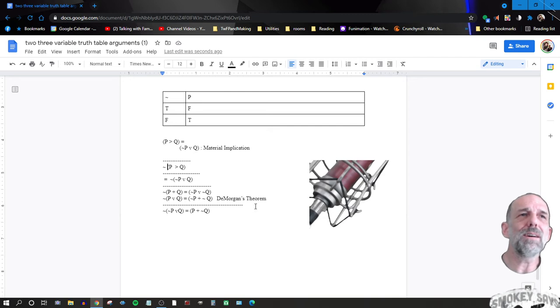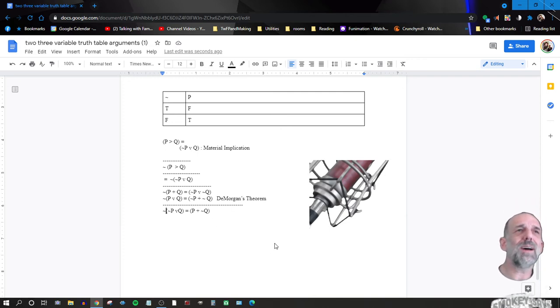Now, De Morgan's Theorem allows you to convert either of these ways. If you have not-and, you can convert it to not-or-not. If you have not-or, you can convert it to not-and-not. In this case, you've got a not-or, right? You've got the negation: it is not the case that an or. So what you do is you apply De Morgan's Theorem and you get not-not P, which is P, and not Q.